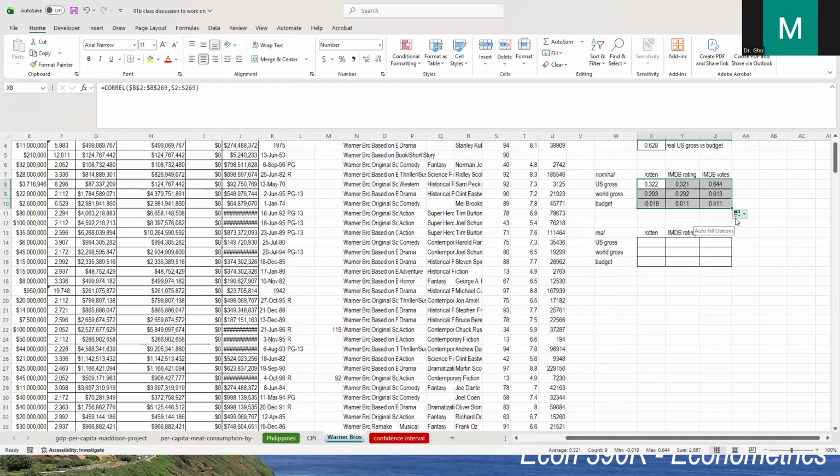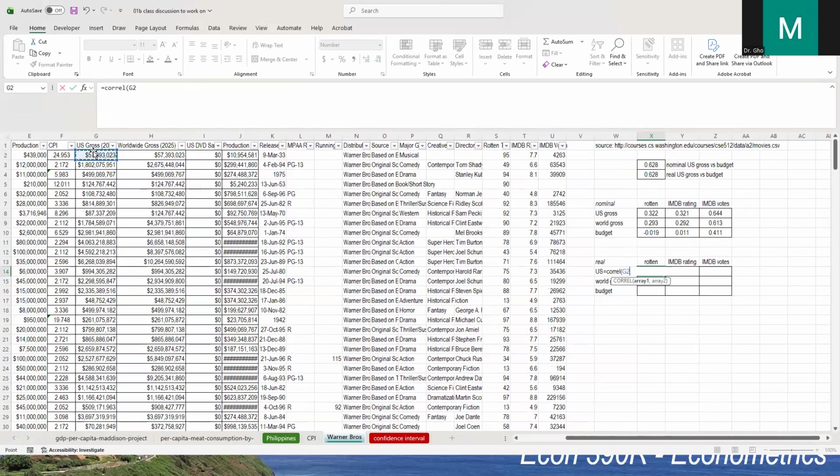Same thing with IMDB ratings, and it's kind of weak, but it's there for the votes. Looks like voting matters a lot more than the ratings do. I see the same thing for inflation adjusted values. We'll look at the US growth tickets, which are right here.